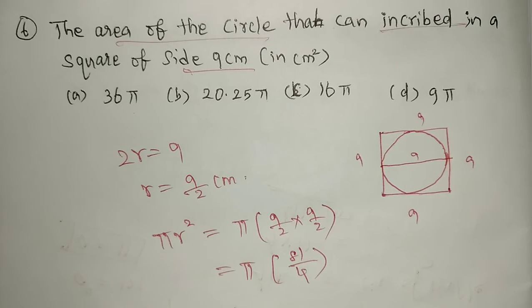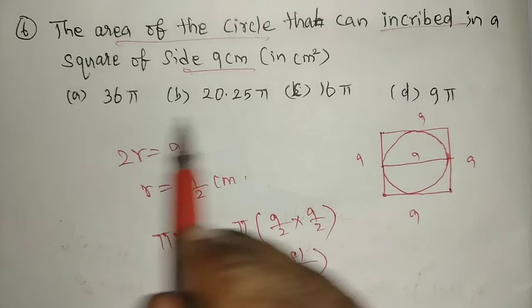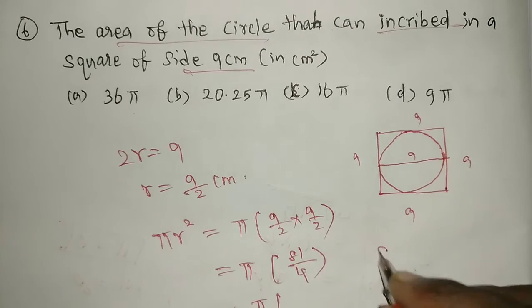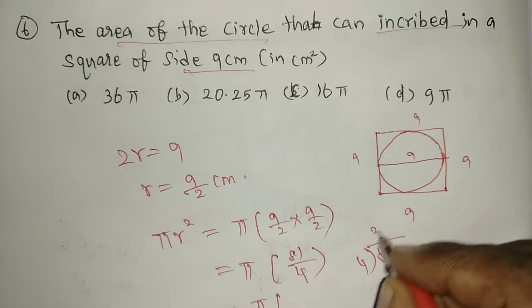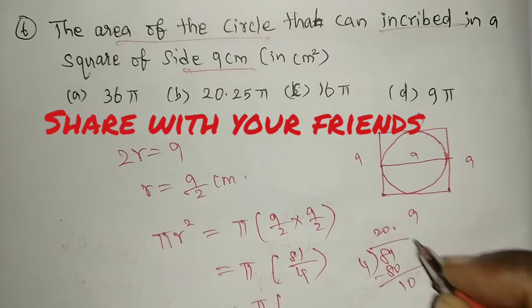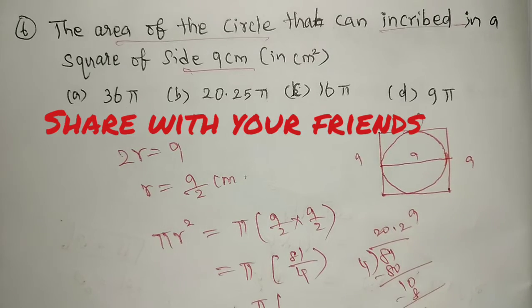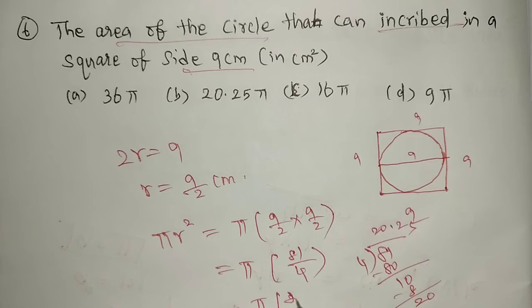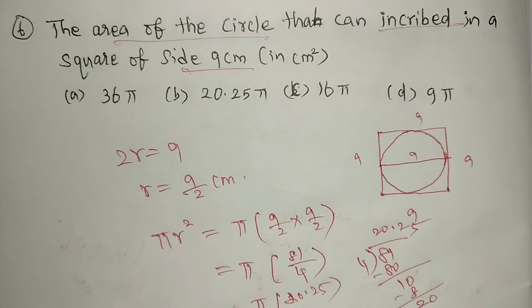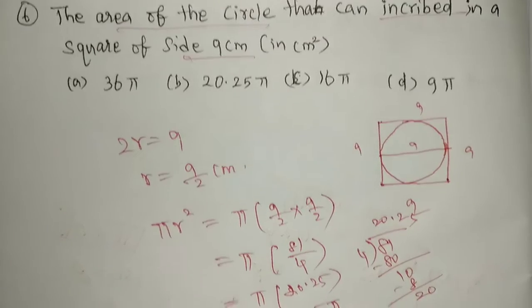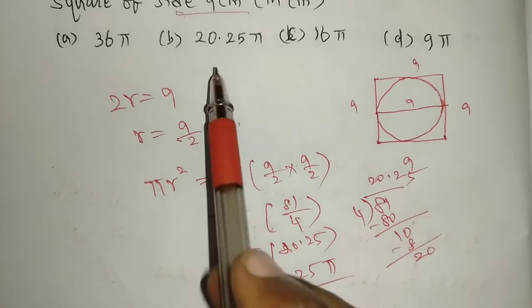So what we are getting here is not a whole number, but a decimal value. We will divide this: 81 divided by 4 is 20, in the sense we are getting 80, remaining 1 gives 0.0. 2 times 8 we are getting 225. So finally we are getting 20.25 pi as our required answer. So where is that? Option B.